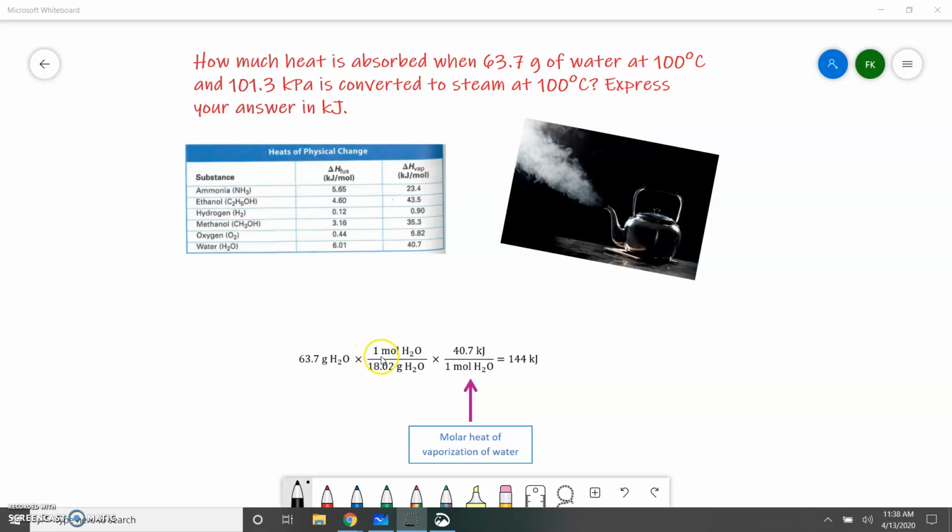First thing I do is I use molar mass to convert from grams of water to moles of water. And the next step, this is what's new to us, is using the molar heat of vaporization of water, which I found in this table here, to get my other conversion factor, that when I do the math, is going to give me 144 kilojoules of heat absorbed in this state change.